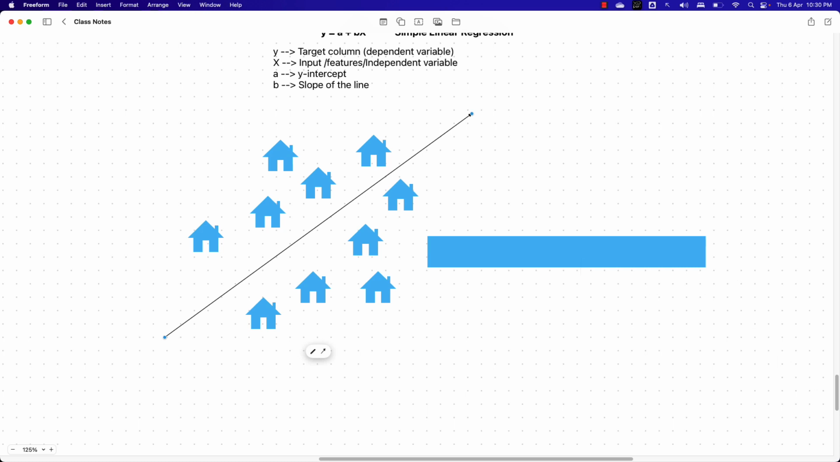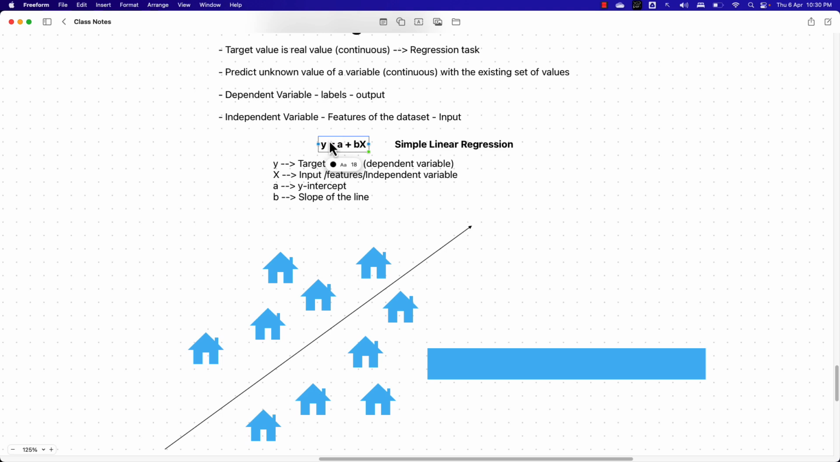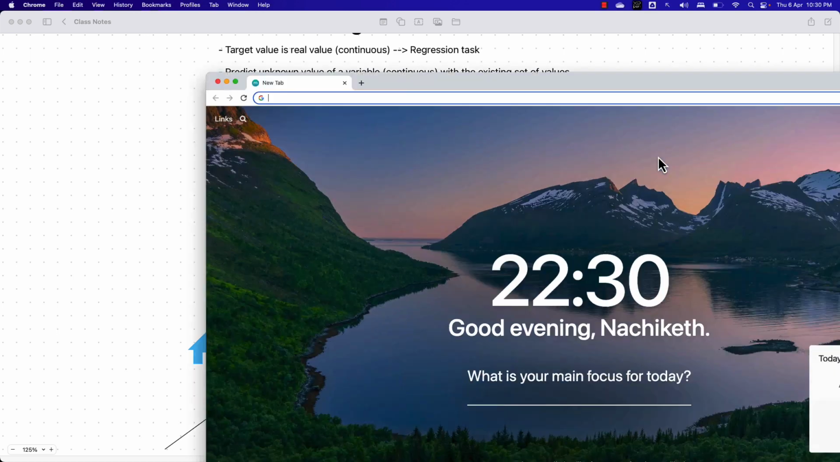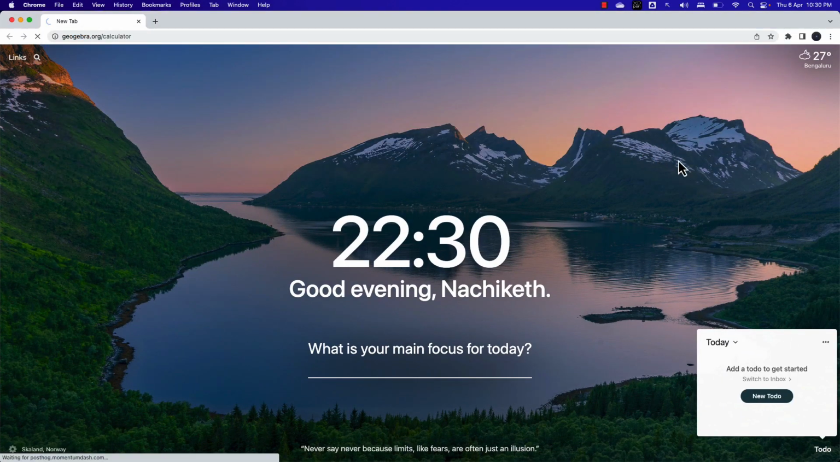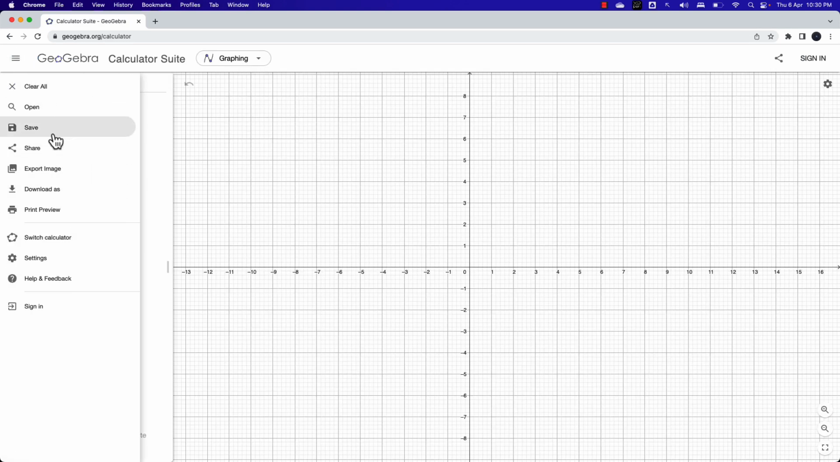In order to understand this with an example, let's go ahead and represent these houses in the format of data points, and we'll also try to understand the structure of this equation. To do this, I'm going to launch a browser and we'll go to the site. We'll just start by getting some data points.